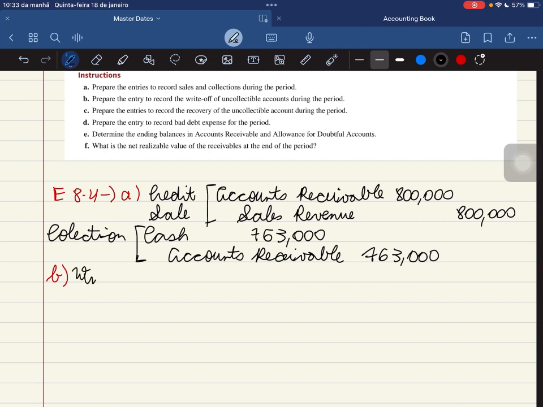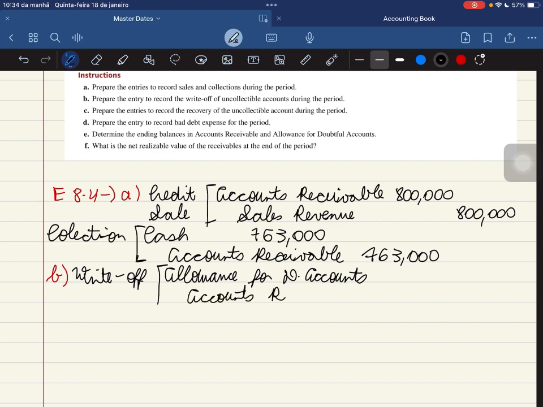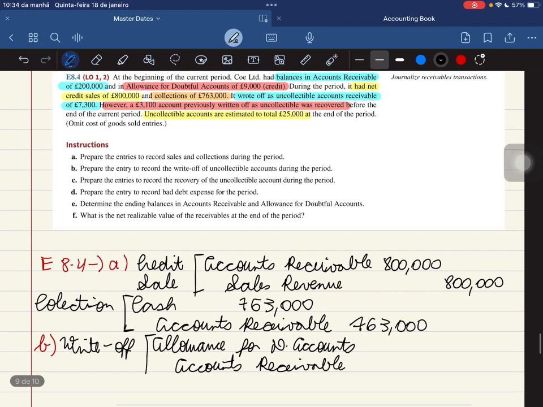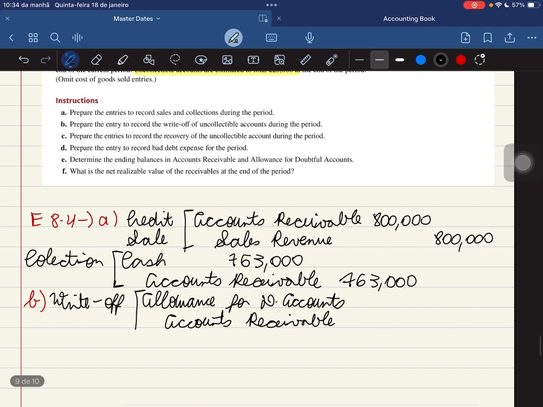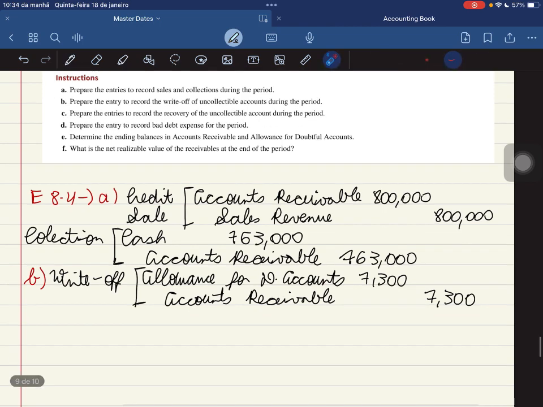So they want us to write the write-off entry. So here I'm going to have write-off, and we are going to have allowance for doubtful accounts. Make sure that you write the full name, okay? I'm writing like this just to save a little bit of time and space. And here we're going to have accounts receivable. And how much is that? It wrote off 7,300, right?